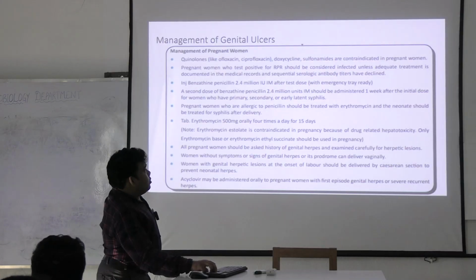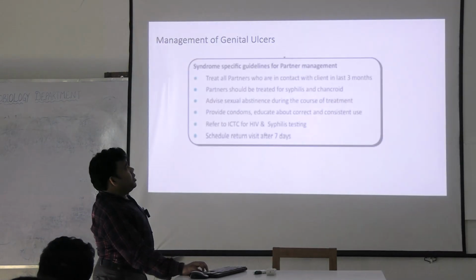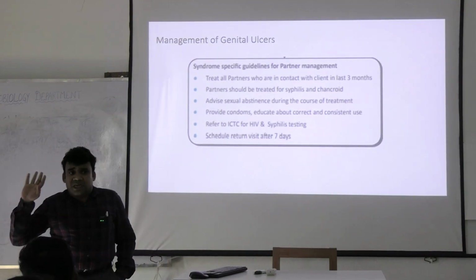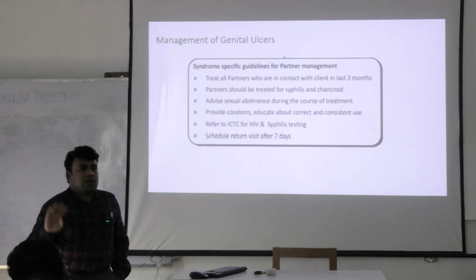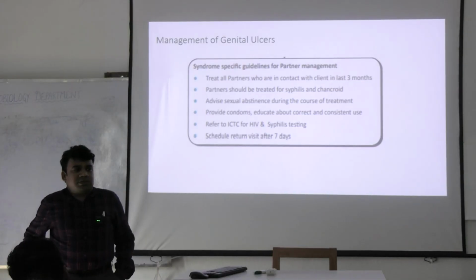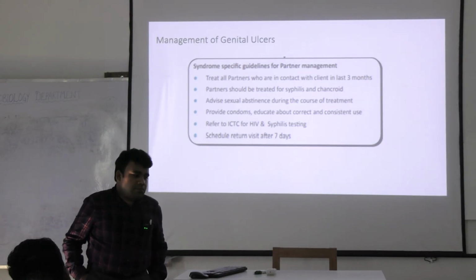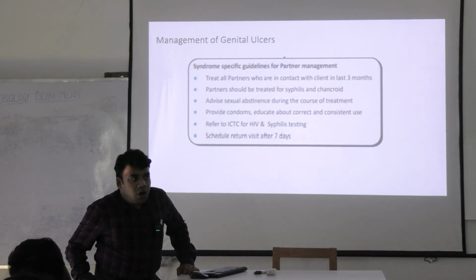And similar to this, one point to remember: if there is genital ulcer disease, you have to look for each and every partner in the last 3 months. Why last 3 months?